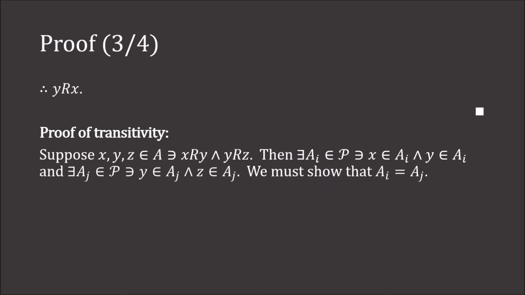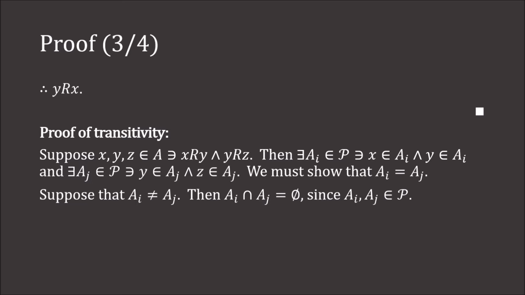Suppose that X, Y, and Z are in A such that X is related to Y and Y is related to Z. Then there must exist some A sub I in script P such that X is in A sub I and Y is in A sub I, and there must also exist some A sub J in script P such that Y is in A sub J and Z is in A sub J. What we will now show is that A sub I is equal to A sub J. If we can show that, then that means that X and Z would be in the same partition, and so X is related to Z.